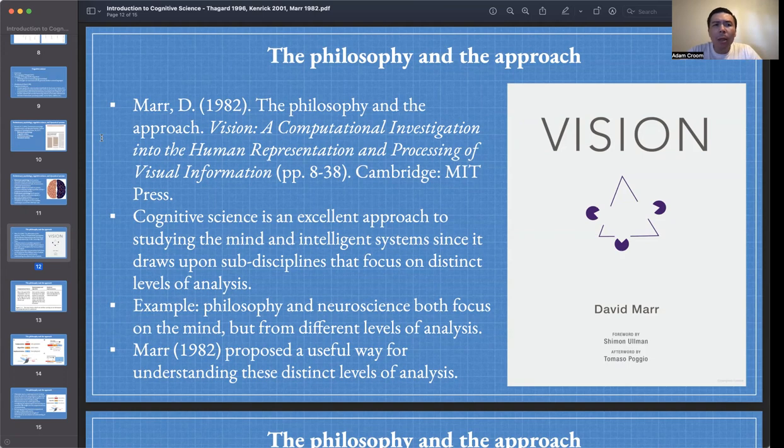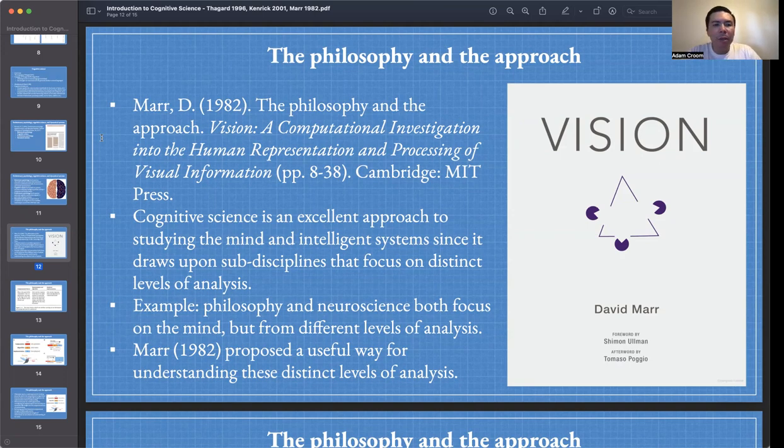Okay, David Marr published this book, Vision, a computational investigation into the human representation and processing of visual information. But in this book, what's important is not just his contributions to vision, but also his approach to understanding the different levels of analysis. Okay.